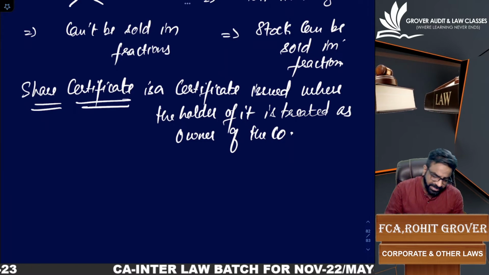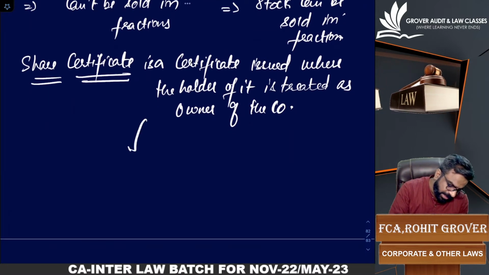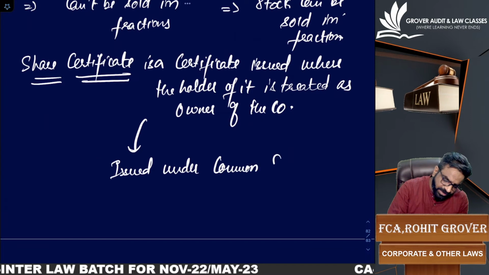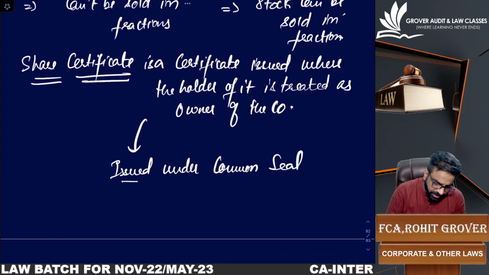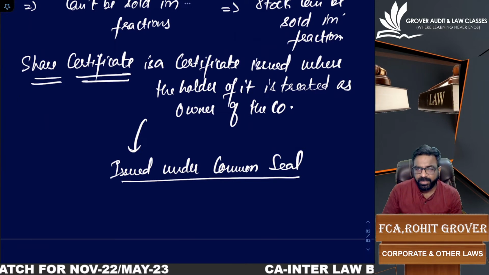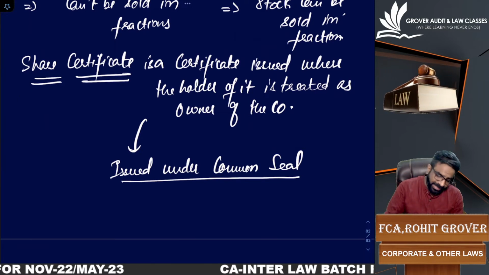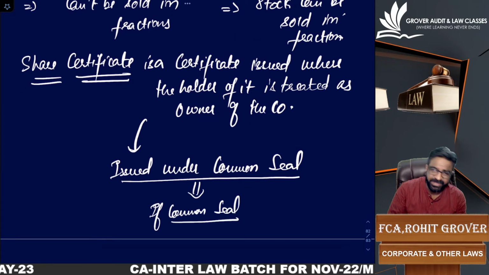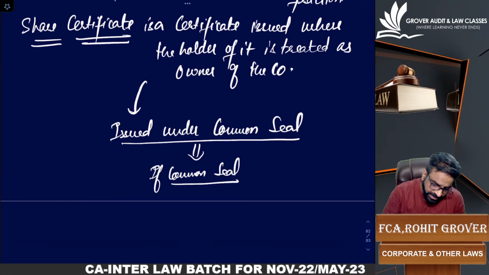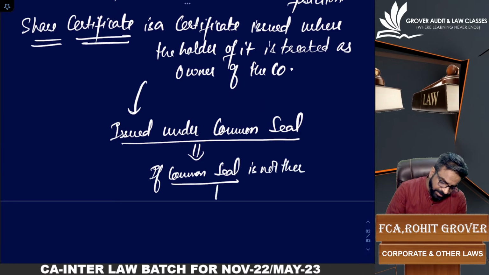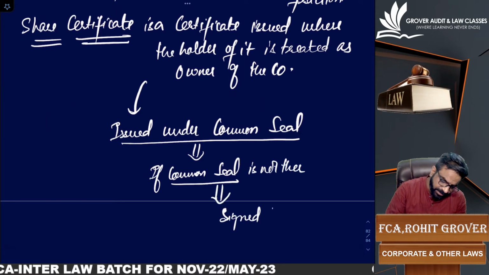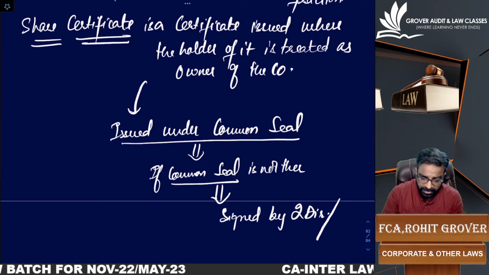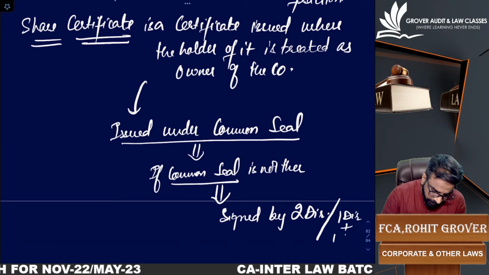Next point. Listen to this point very, very carefully. It is always issued under the common seal of the company. Do you all remember I made you see the common seal? But let me ask you a very simple point. What if the common seal is not there? If the common seal is not there with the company, then it will be signed by how many directors? Two directors. And if two directors are not there, then it will be signed by one director plus one company secretary.